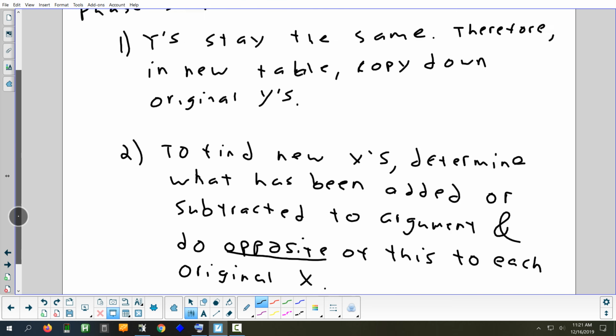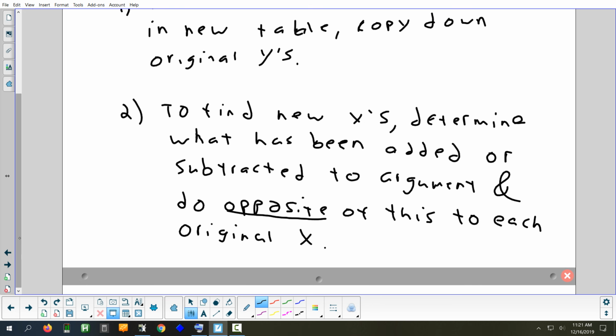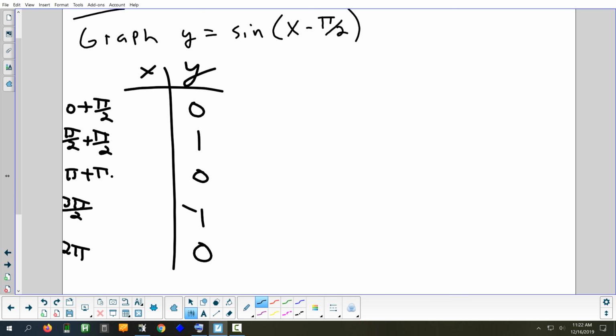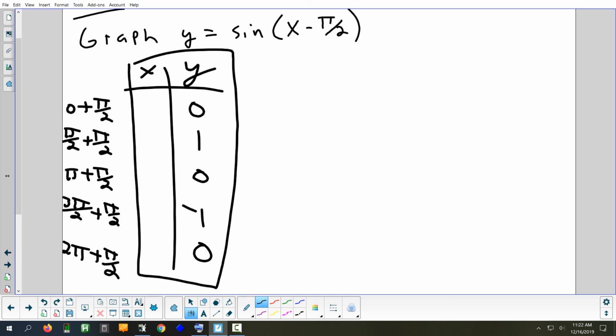Let's go back. Add. So look at what's been added or subtracted. In our case, we've subtracted, and it says do the opposite. So what I'm going to do is plus pi over 2. No decimals. I don't want any decimals here. So plus pi over 2 to all of these. I'm going to put a box here, and that's going to represent my final answers.